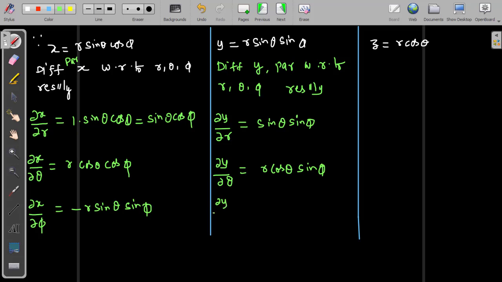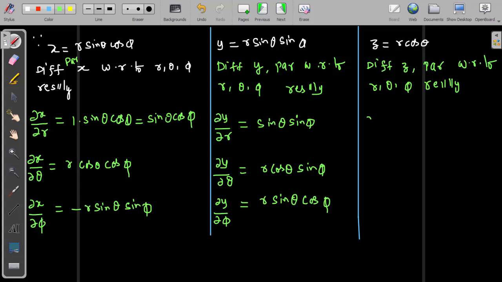Next dou y by dou phi, here the angle. So sine phi is there, and the sine phi derivative is cosine phi, which means r sine theta times cosine of angle phi. Okay, now z is there. z equals r cosine theta. Here also we differentiate z partially with respect to the same variables r, theta, phi respectively.